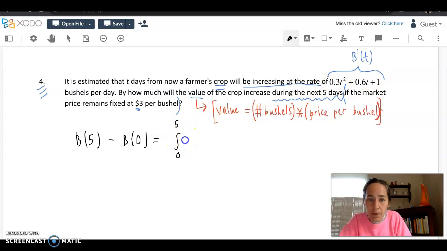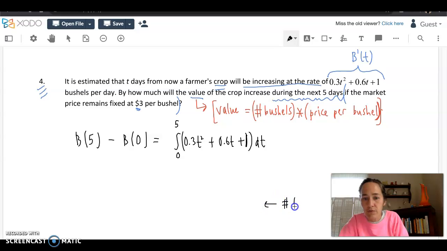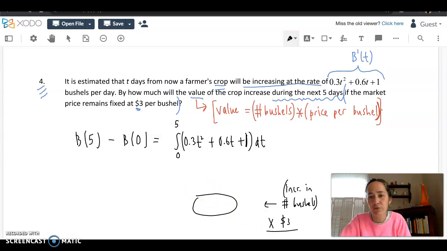Set that integral up of the rate of change that you're given, so 0.3 t squared plus 0.6 t plus 1. This one should not be bad for you to take at all, right? You'll get an answer. That's going to be a number of bushels that you get for this, and it's the increase in number of bushels. And then, last piece of advice, go back to what's in red. So take that answer and multiply by the $3 per bushel. If you take whatever answer you get here, multiply by 3, that should be your change in value. That's all you need the 3 for.